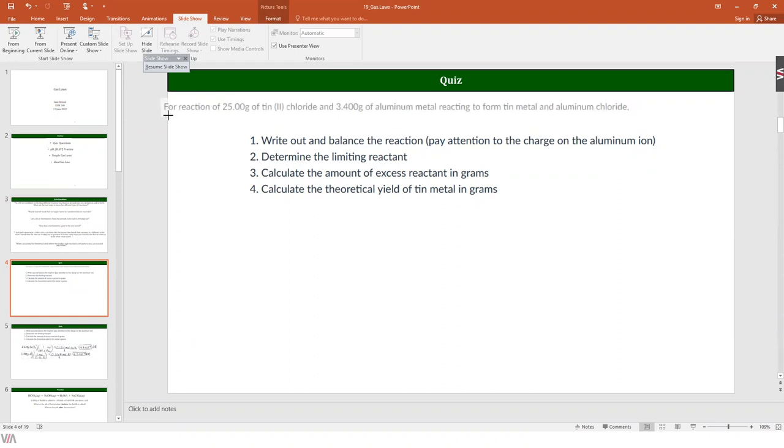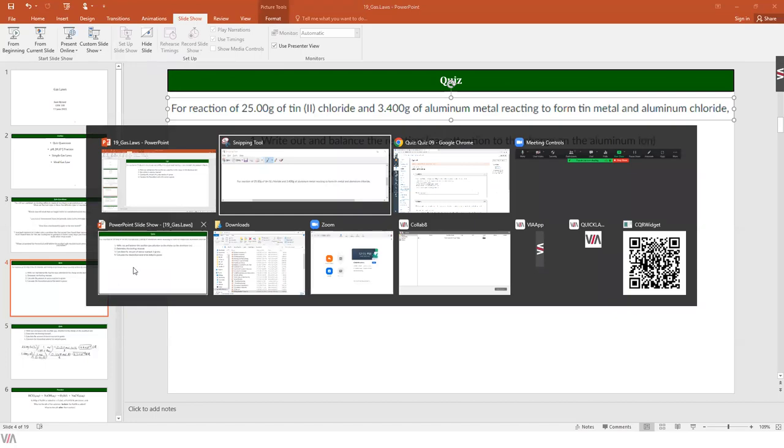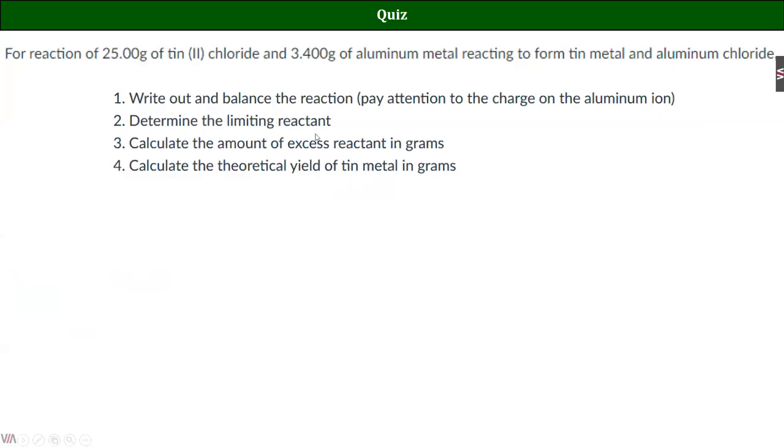All right, for the reaction of 25.0 grams of tin(II) chloride reacting with 3.400 grams of aluminum metal. Write out and balance the reaction, determine the limiting reactant, calculate the amount of excess reactant in grams, and calculate the theoretical yield of tin metal in grams. If you already have this, you got full credit, you can still work through the steps just like you haven't already done this problem, or otherwise follow along and try to see where you went wrong if you ran into issues.